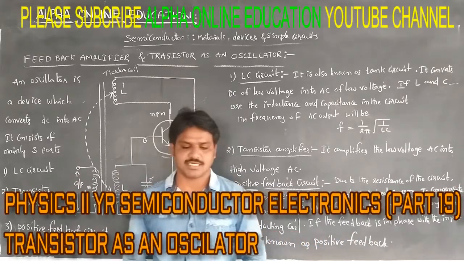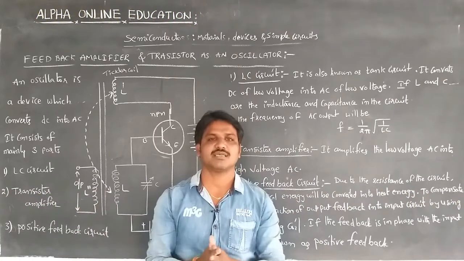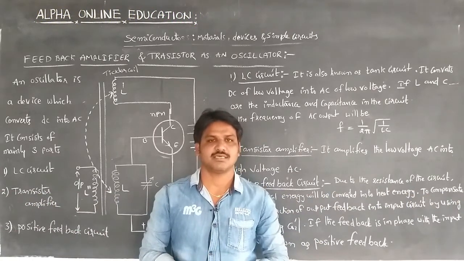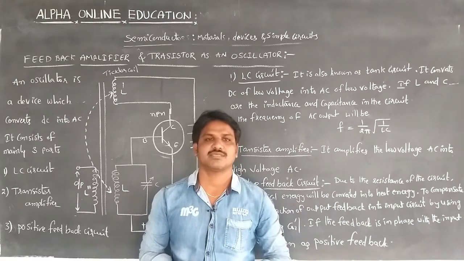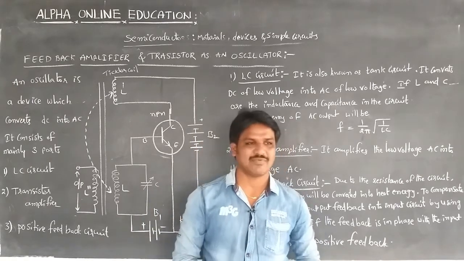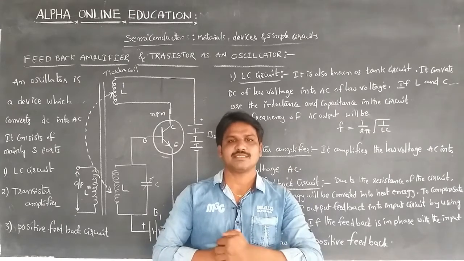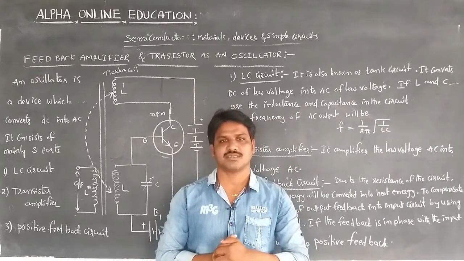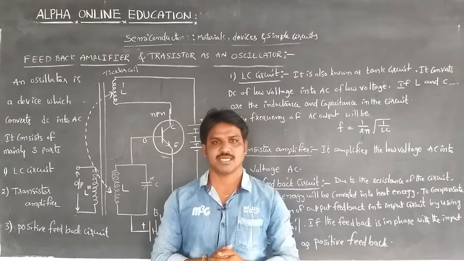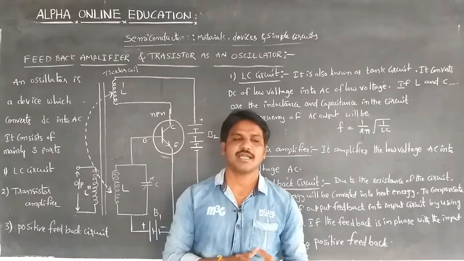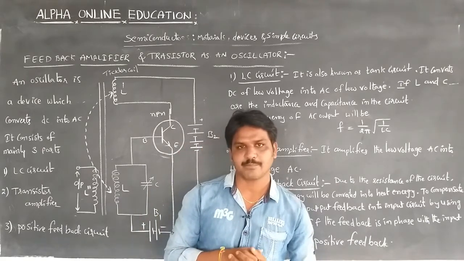Transistor as an oscillator. In the previous video we discussed the transistor as an amplifier. Now we are going to discuss the transistor as an oscillator. An oscillator is a device which converts DC into AC. And an oscillator mainly consists of three parts.